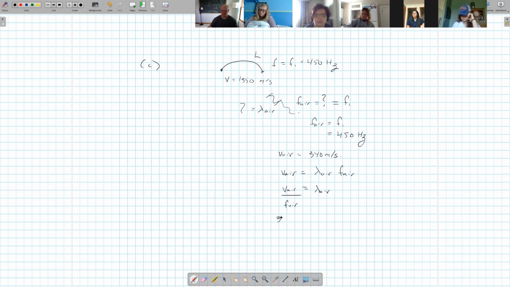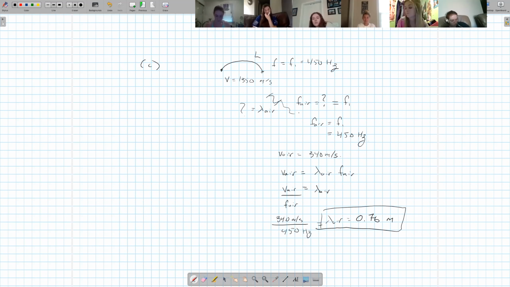So this is the same thing as 340 meters per second divided by 450 hertz, which is equal to the wavelength in air. What's that, about 3/4? About 0.76, good. So about 0.76 meters. So this is the wavelength in the air. Everyone okay? Not too bad, right?